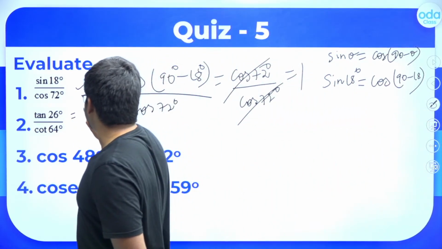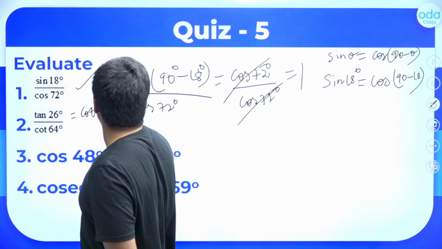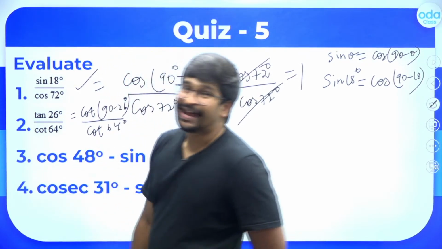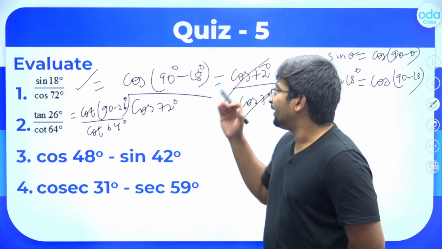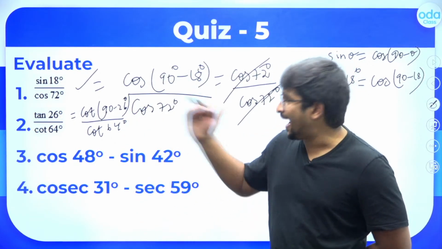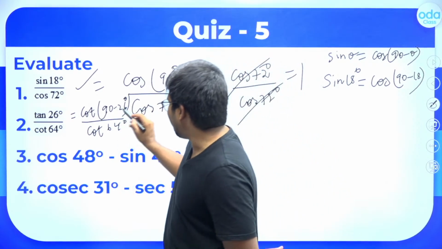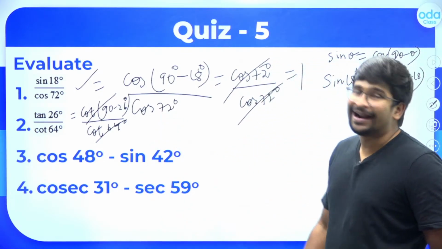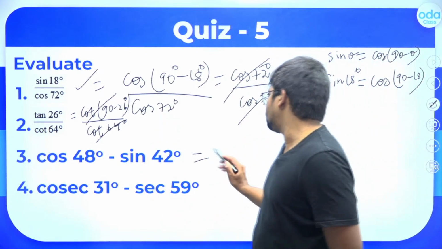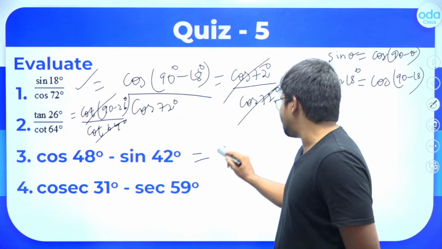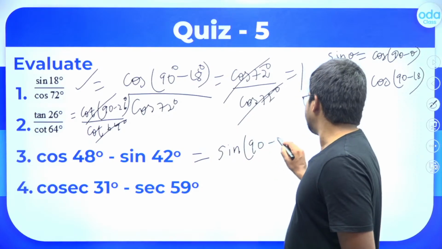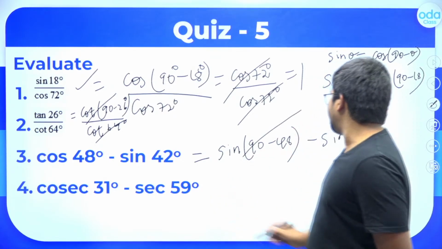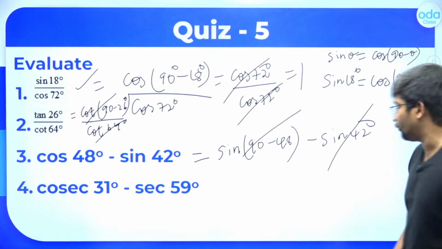see, tan 26 degree, can I write it as cot of 90 minus 26 degree? You can easily write it like this, divided by cot 64 degree. Because tan 90 minus theta is cot theta, or tan theta is equal to cot 90 minus theta. So tan 26 degree is cot 90 minus 26. 90 minus 26 is 64, right? So it will become cot 64 by cot 64. The answer has to be 1 again here. Same way around here also. Cos 48 degree, I can write it as sine of 90 minus 48 minus sine 42. Correct? Sine 90 minus 48 is sine 42 minus sine 42, which is 0 will be the answer again.